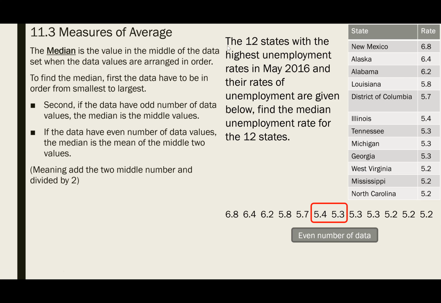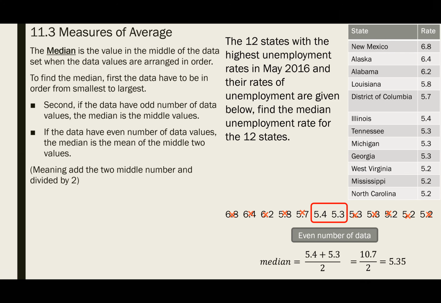As you can see, if you cross this number out, cross this number out, and so on, making your way toward the middle, your median is somewhere in between. Because it's an even amount of data, we are left with two numbers, 5.3 and 5.4. We need to add them up and divide by 2.